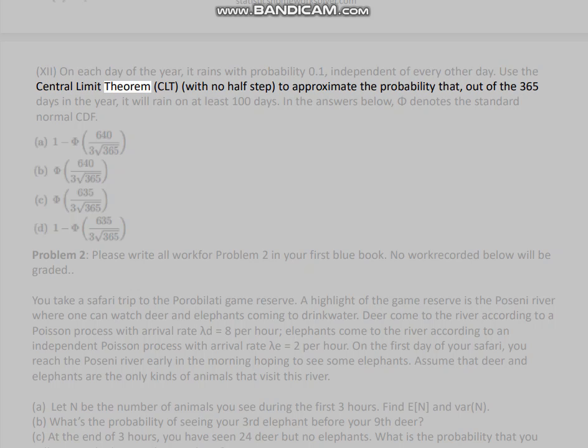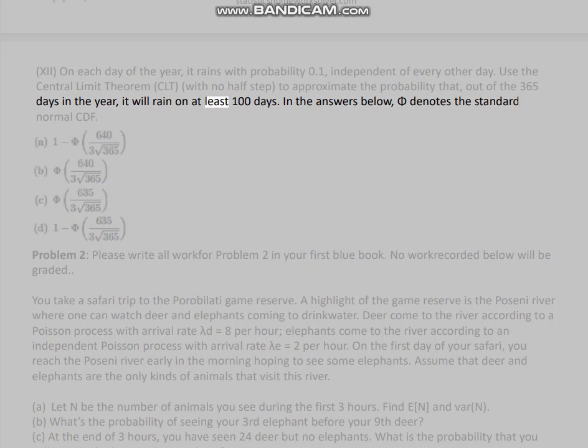12. On each day of the year, it rains with probability 0.1, independent of every other day. Use the central limit theorem, CLT, with no half step, to approximate the probability that, out of the 365 days in the year, it will rain on at least 100 days. In the answers below, phi denotes the standard normal CDF.